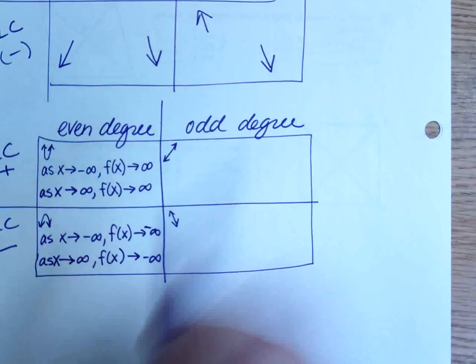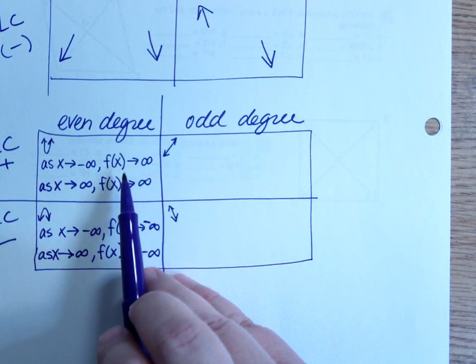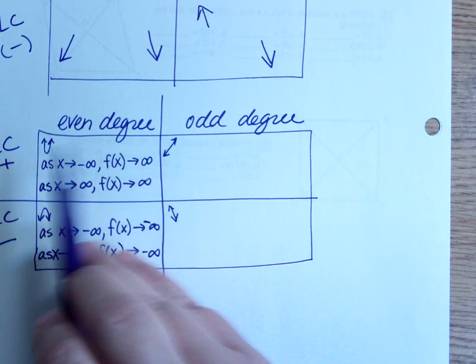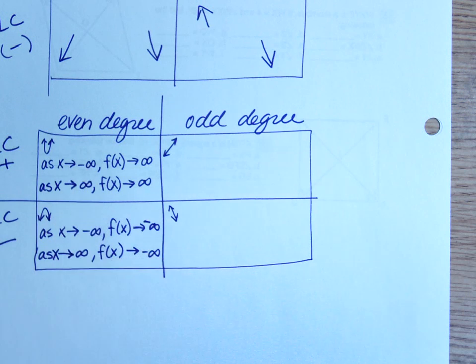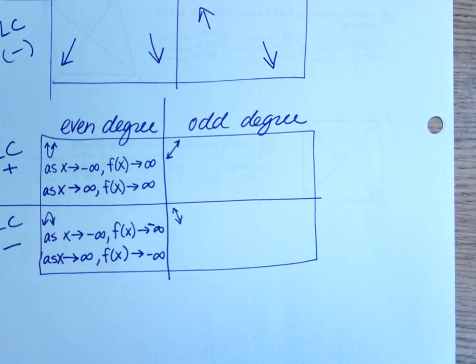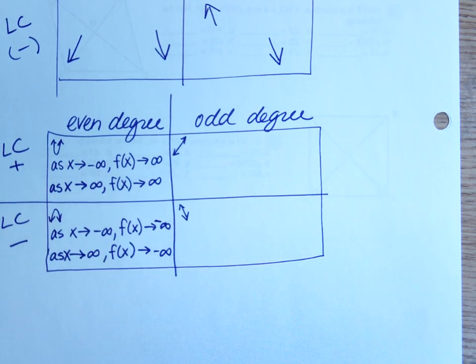Sometimes, by the way, this will be said the opposite way. In other words, it'll say f of x approaches infinity as x approaches negative infinity. You could turn that around, and that would be fine. Just flip-flop the order. So here we go.